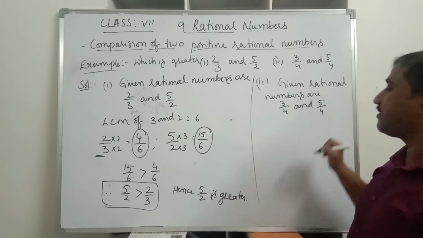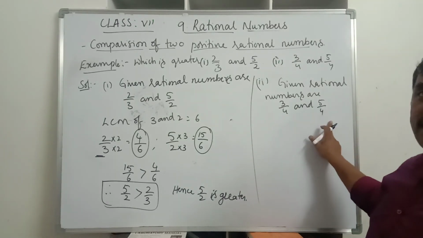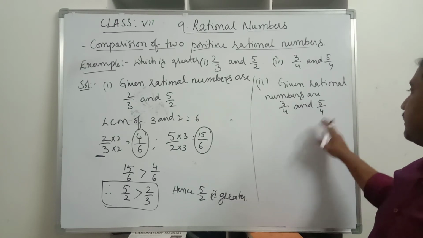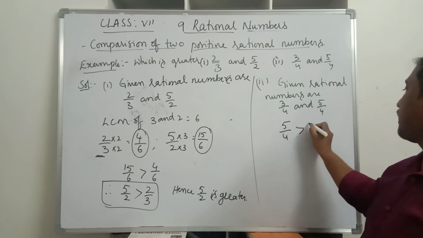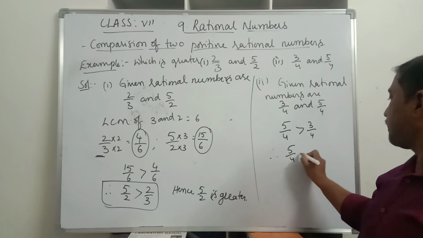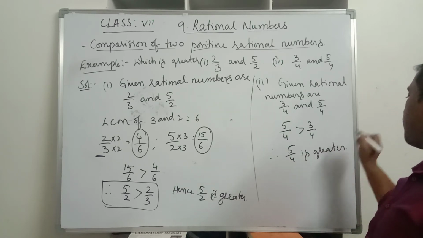What type of fractions are they? They are like fractions because their denominators are same. When denominators are same, compare the numerators. Then 5 is greater than 3, therefore 5 by 4 is greater than 3 by 4. Therefore 5 by 4 is greater.